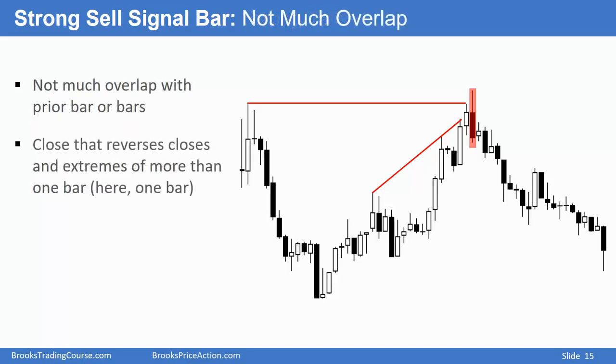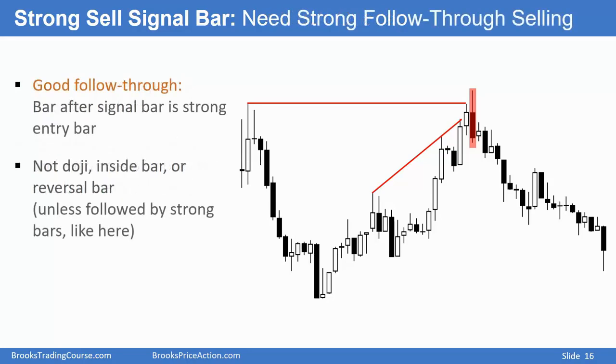Another thing that I always like to see is a close that reverses the closes and lows of many other bars. And that's not the case here. This close just reversed the low of this bar. We closed below that low, just reverse 1 bar. But sometimes you'll get a signal bar that reverses the prior 10 or 15 bars. I also want to see good follow through.